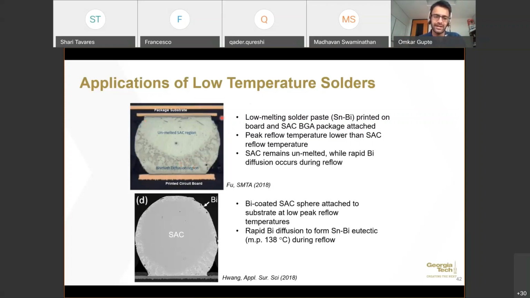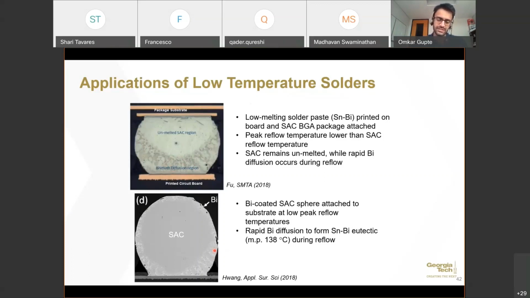At that point, most of the SAC core remains unmelted, but the tin bismuth solder on the bottom melts and fuses with the SAC core, giving the joint. So we have a mixed microstructure here with an unmelted SAC region and a bismuth diffused region. Again, as I said, the reliability of these is still being explored, and the ways to improve reliability are very much an area of research for these solders.